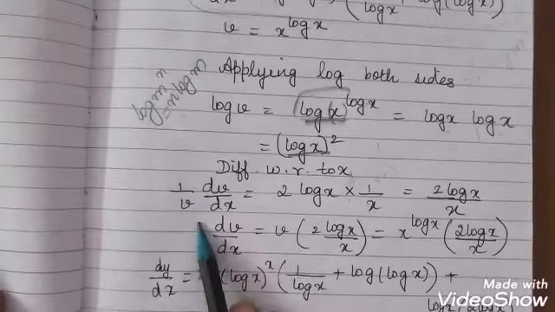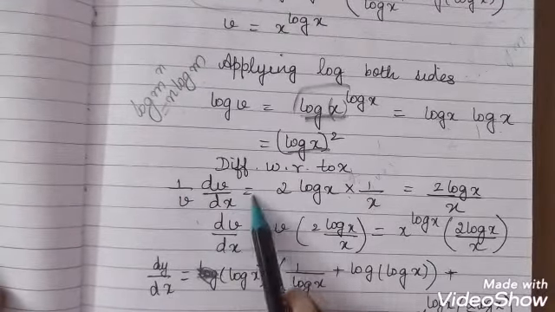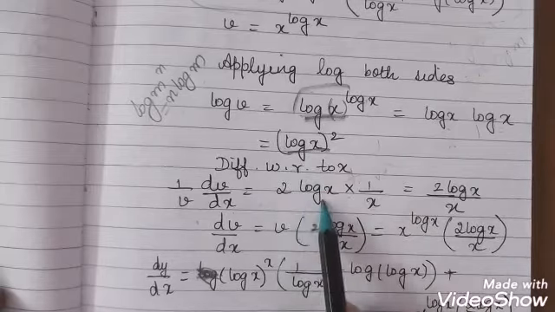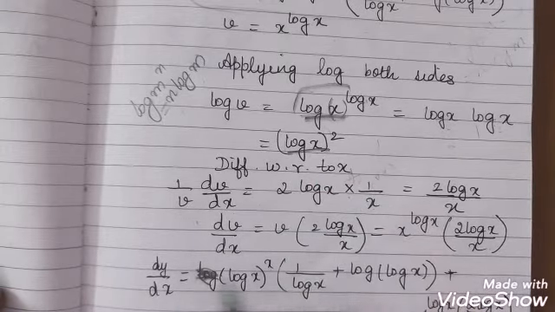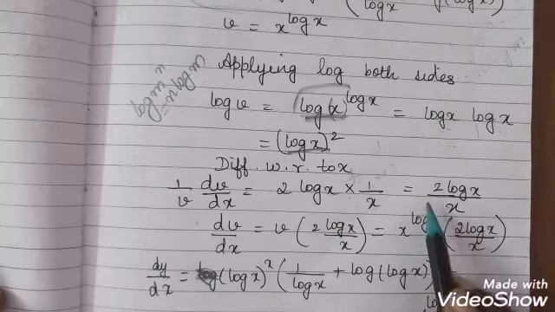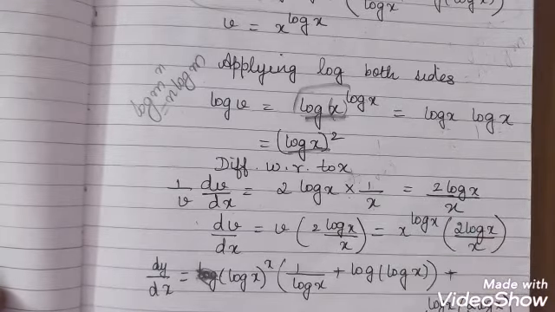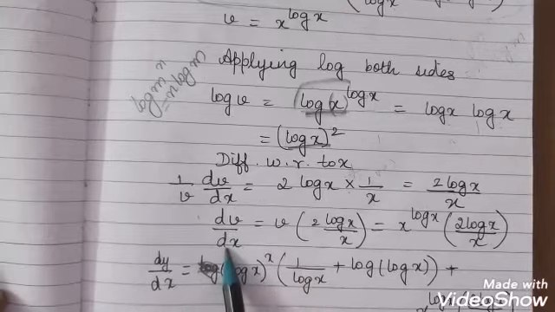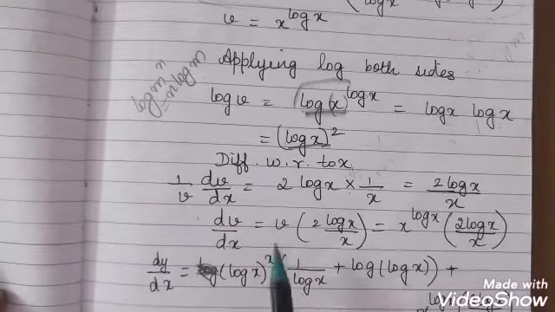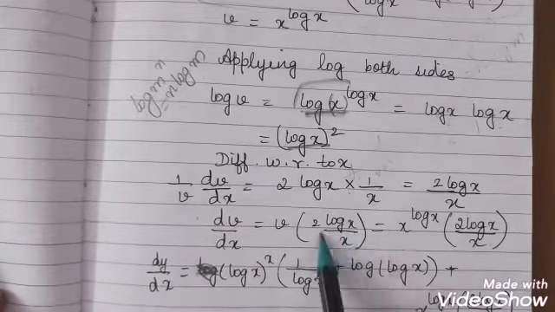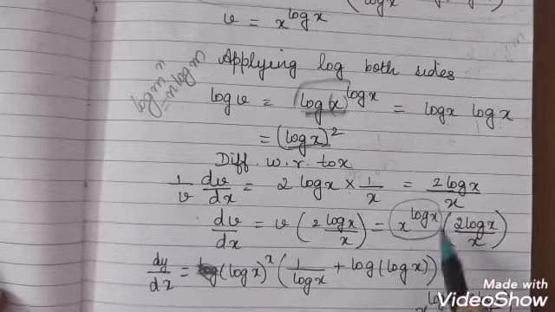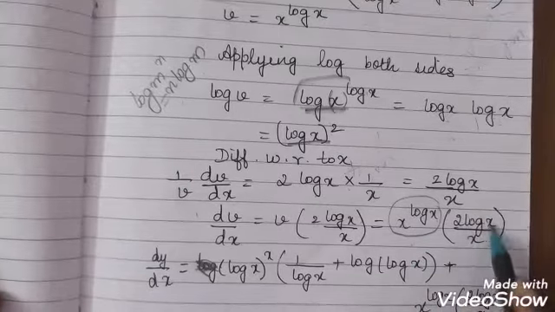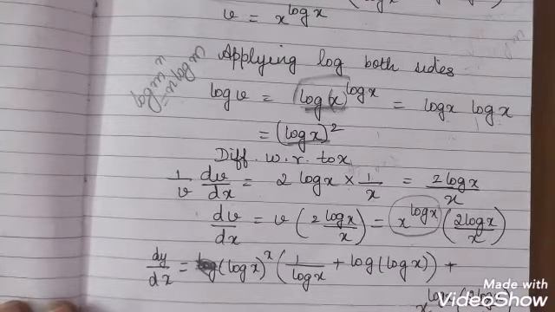1 by v into dv by dx is equal to 2 into log x into differentiation of log x. What is differentiation of log x? It's nothing but 1 by x, which is equal to 2 log x divided by x. So what is your dv by dx equal to? When you cross multiply, you will have it as v into 2 log x by x. What is your v equal to here? V is equal to x power log x into 2 log x divided by x. This is what you have here.